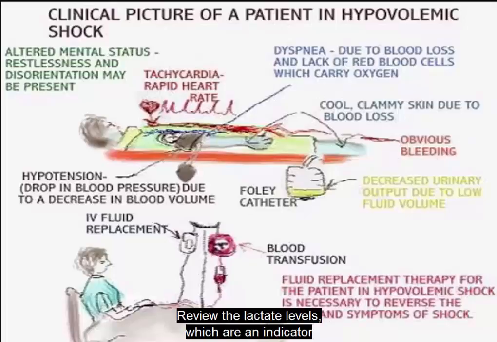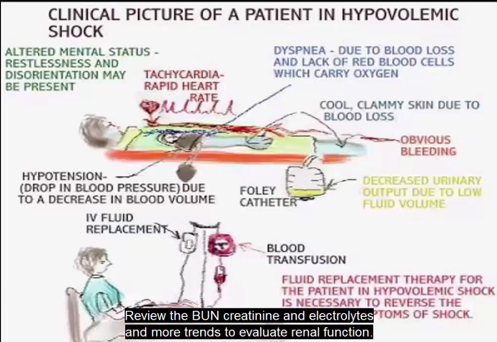Review the lactate levels, which are an indicator of reduced tissue perfusion and anaerobic metabolism. Review the ABGs for hypoxemia and respiratory or metabolic acidosis. Review the BUN, creatinine, and electrolytes, and note trends to evaluate renal function.